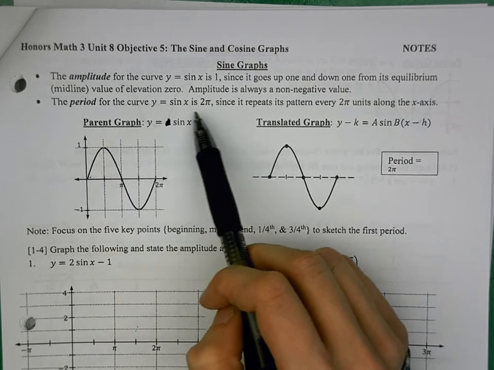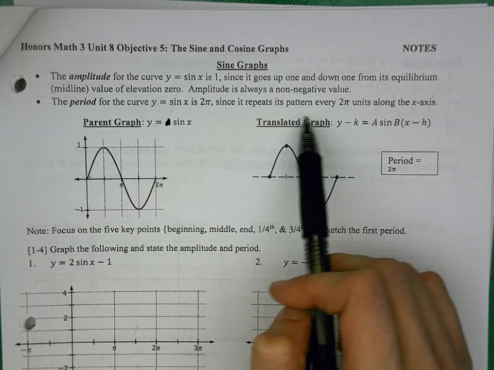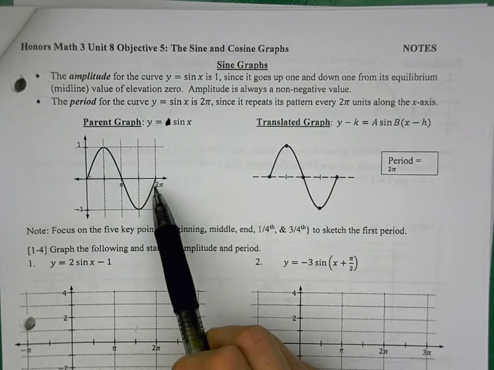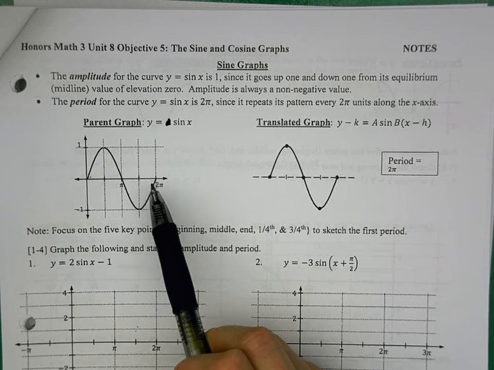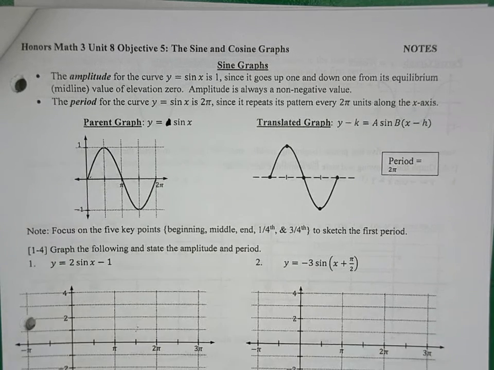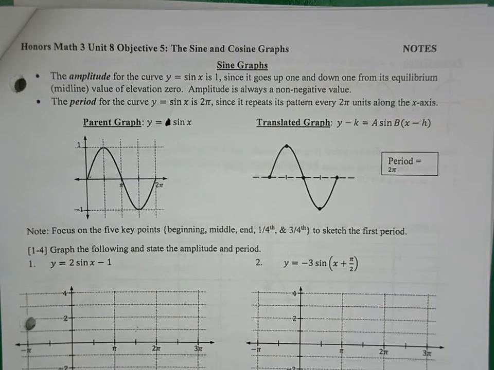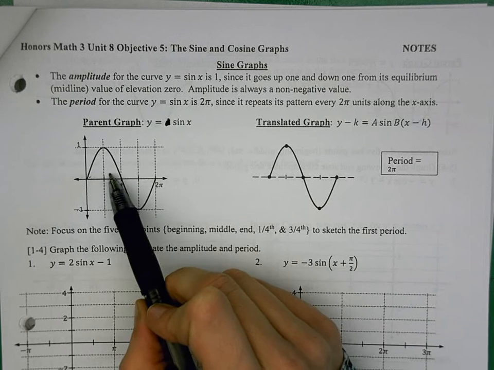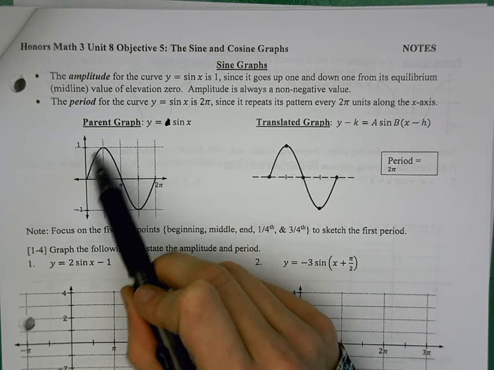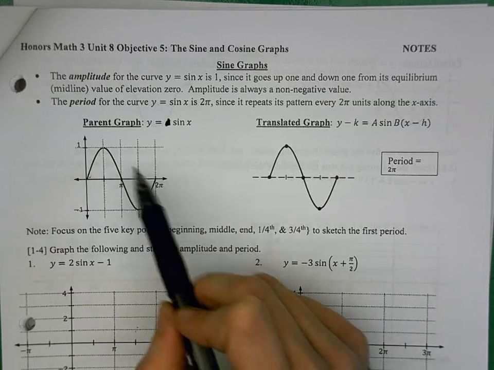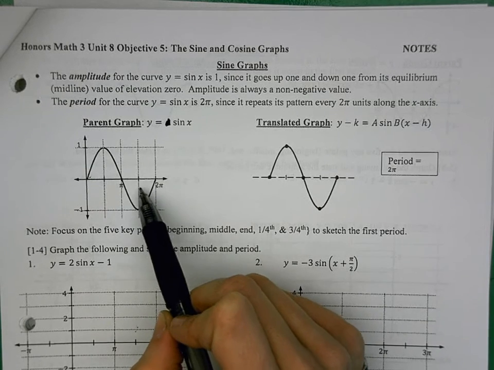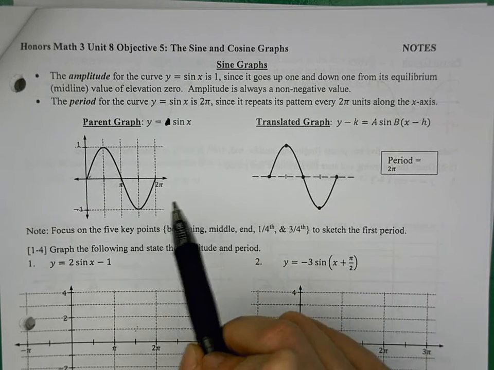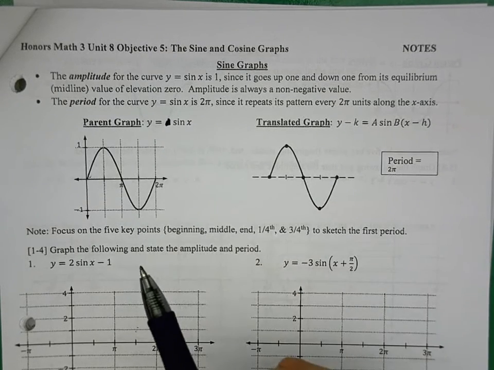Reminder that there's also something called period. The period for the curve y equals sine x is 2 pi. Since it repeats its pattern every 2 pi units along the x-axis. And so again, you can see this pattern, one rotation of sine from 0 to 2 pi. The sine graph itself in the first and second quadrants is positive. So you'll notice in the first 2 quarters of this sine graph we are positive because sine is positive in the first 2 quadrants. And then sine is negative in the third and fourth quadrants. So you'll notice in the third and fourth quarters of the sine graph we are below the x-axis and negative.